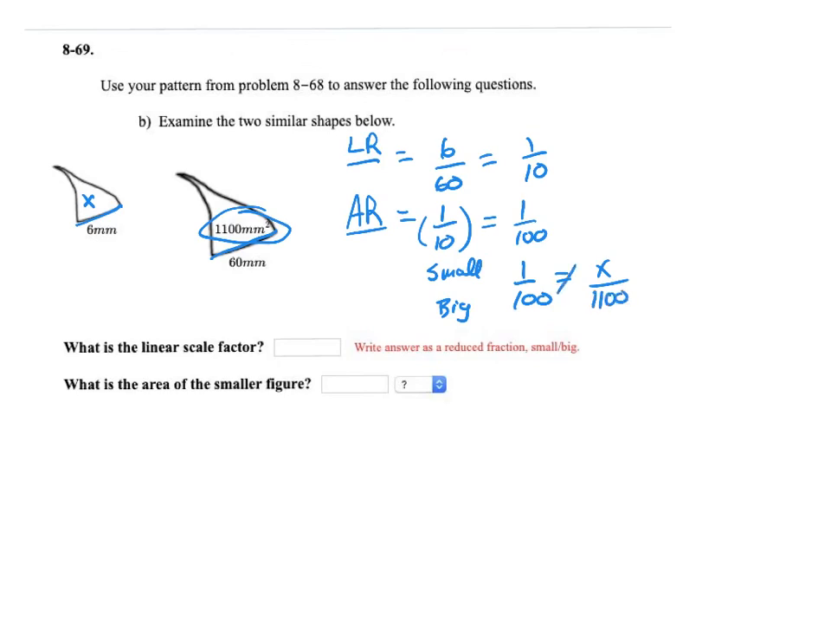When we cross multiply, I get 100x equals 1100, divide by 100, and I get that x is equal to 11. So to answer the question, the linear scale factor is 1 over 10, and the area of the smaller figure is 11. And again, this will be my units, millimeters squared.